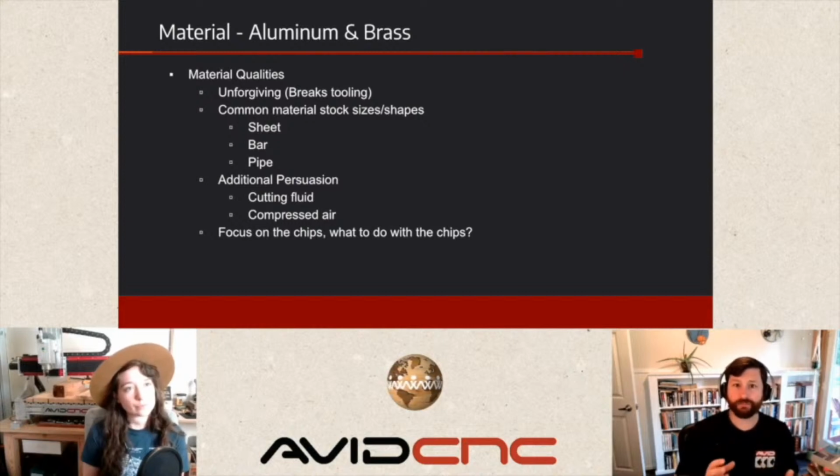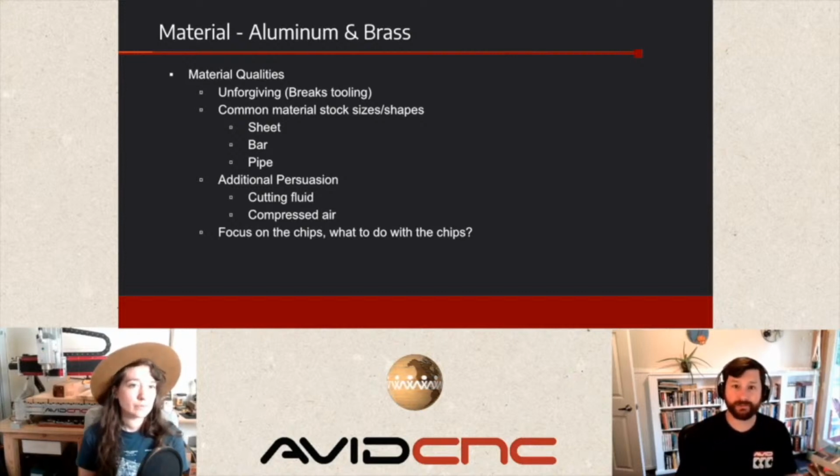And so aluminum and brass both have very consistent properties in the sense that they are a refined material. And so they might have some internal stresses or voids within them based on the type of aluminum and brass that you purchased.